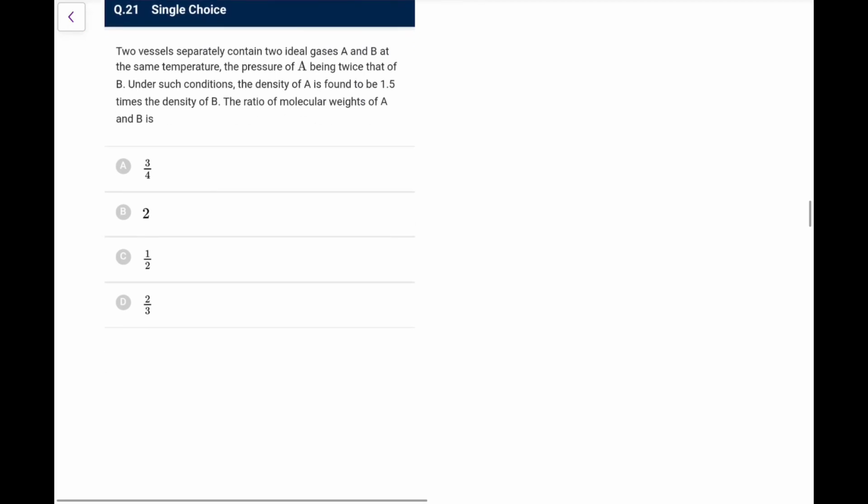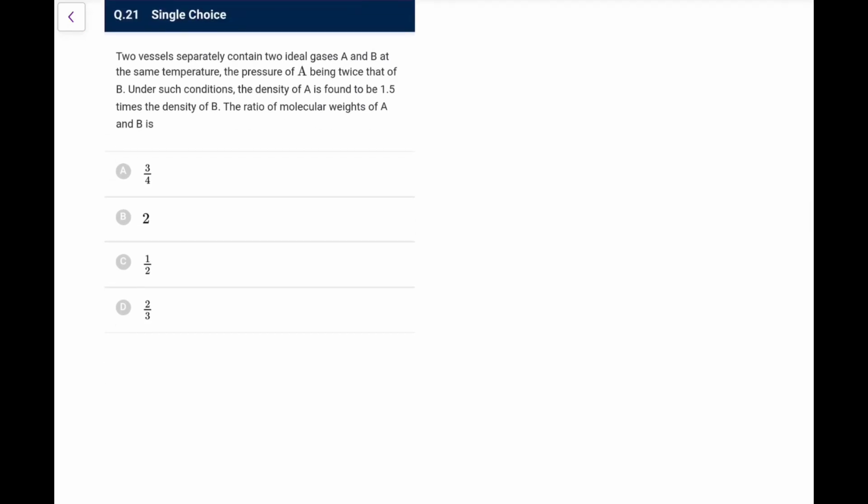Next one, 21st. Two vessels separately contain two ideal gases A and B at the same temperature, the pressure of A being twice that of B. Under such conditions, the density of A is found to be 1.5 times the density of B. The ratio of their molar weights is.